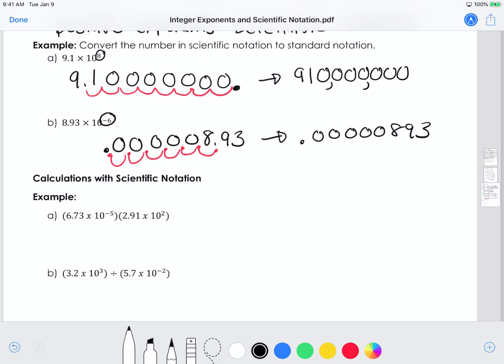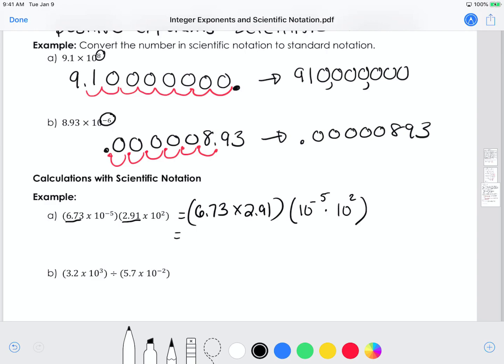Okay, now I'm going to show you how you can use scientific notation to make calculations with really big numbers and really small numbers a little bit easier. So in example A, we have 6.73 times 10 to the negative 5, and then we have 2.91 times 10 to the 2. What we do when we do calculations with scientific notation is we multiply these numbers together. So I take 6.73 times 2.91, and then I multiply the 10 to the negative 5th times the 10 to the 2nd together. So I do those separately.